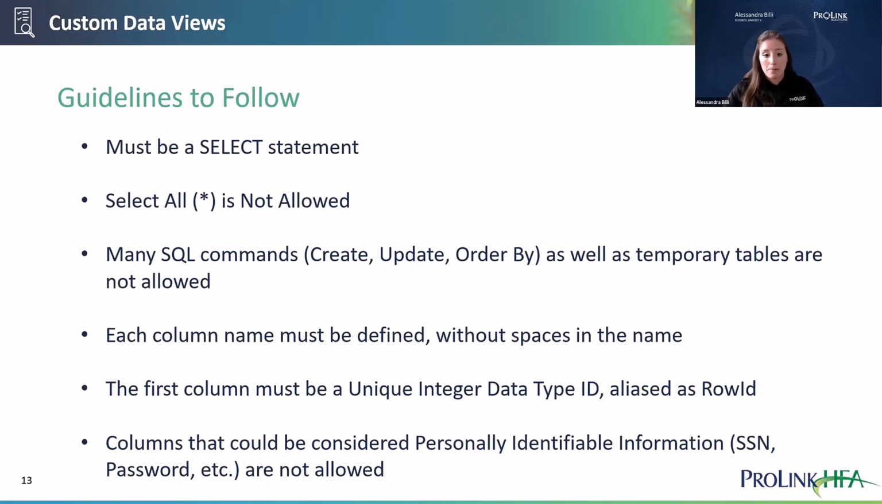And then the biggest thing is that the first column in your select statement has to be a unique integer data type that is aliased as row ID. So it needs to be exactly that, and it needs to be an integer with every row being unique. A lot of times people will use things such as HFA number to alias it, or not to alias it as your unique integer. Of note though, the row ID will not show up in HFA.